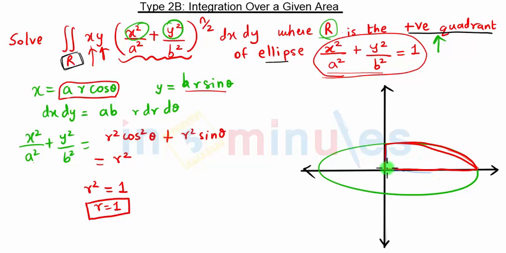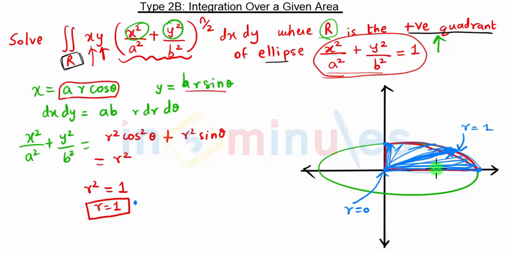In polar coordinates we consider one ray, or one radial strip. One end of the radial strip is on the origin and the other end is on the ellipse, so that we are covering this entire length. This end is r equal to 0, and at the ellipse r equals 1, as we have found here. Now we have to cover this entire region, so we will rotate this strip from this point till this point.